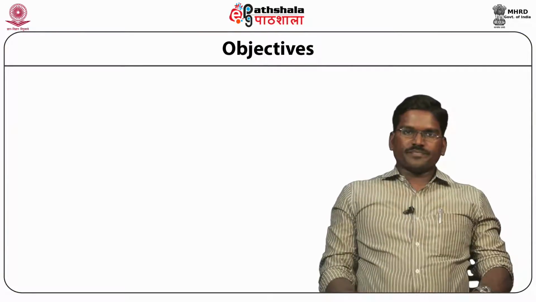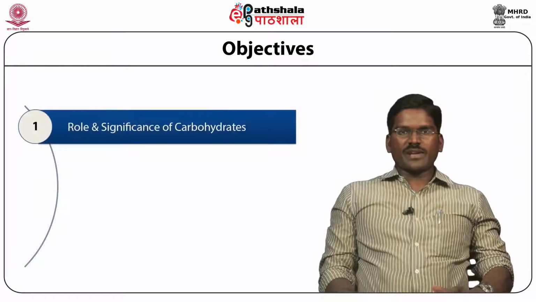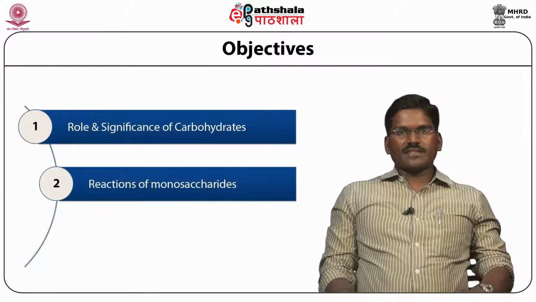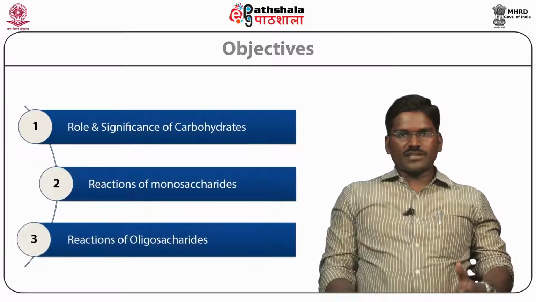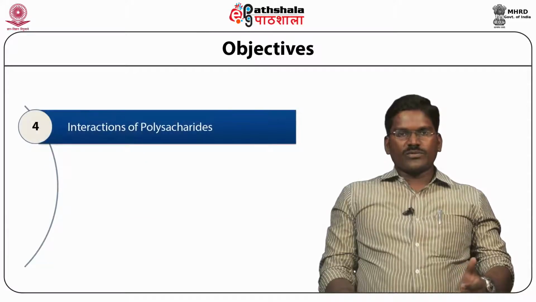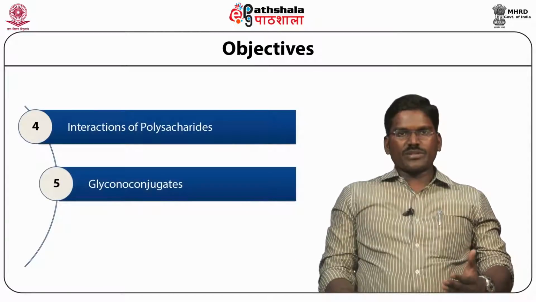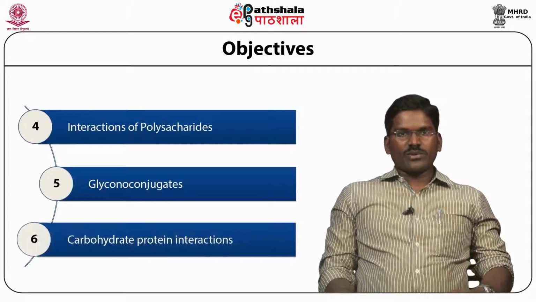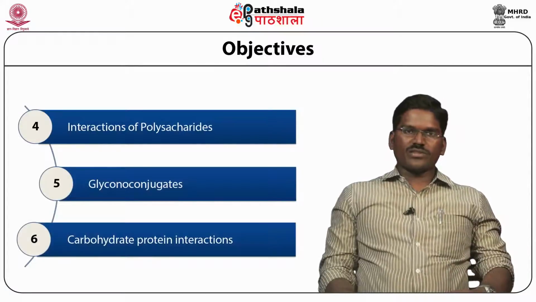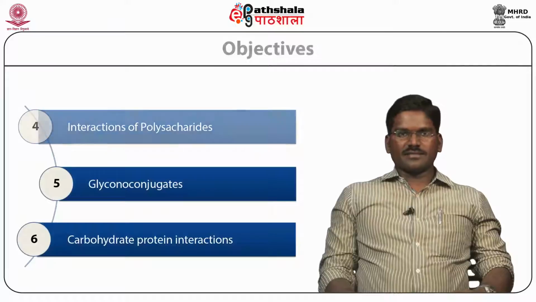Today we are going to talk on module A, carbohydrates interaction with other biological molecules, from the paper of structure and function of biomolecules. The objective of today's lecture is the role and significance of carbohydrates, reactions of monosaccharides and oligosaccharides, and polysaccharides. Of course, glycoconjugates are also going to be studied in detail. Carbohydrate-protein interactions are also going to be studied in detail.